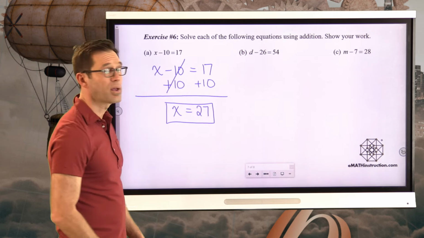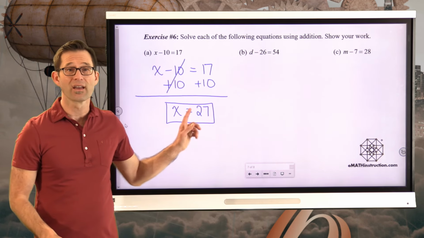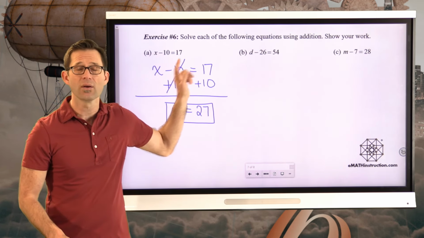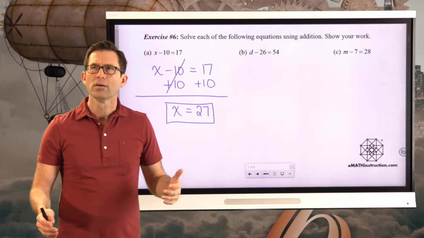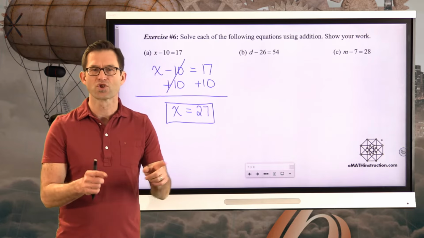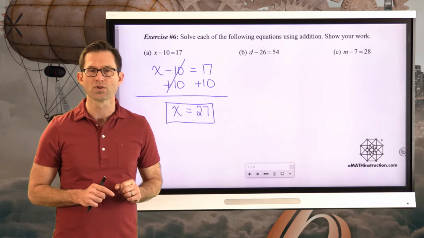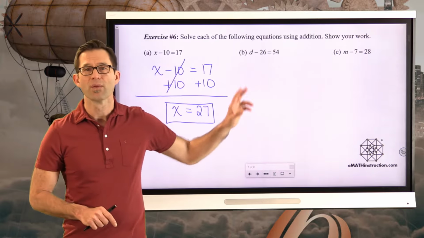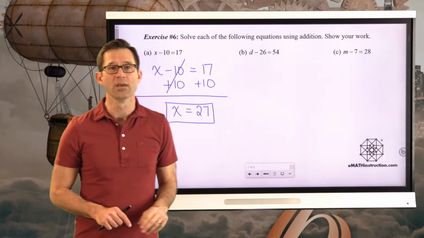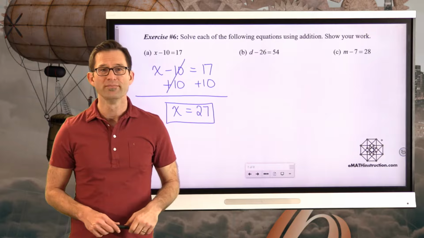And again, that should make all the sense in the world, right? I could check it. I could say, okay, 27 minus 10 equals 17. 17 equals 17. Yes, that's true, so that's the solution to the equation. Why don't you take a moment and solve letter B and letter C on your own, and then we'll go through them.